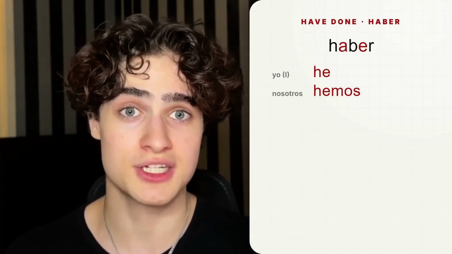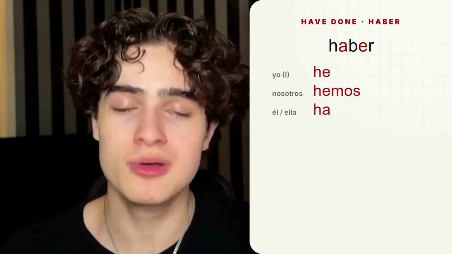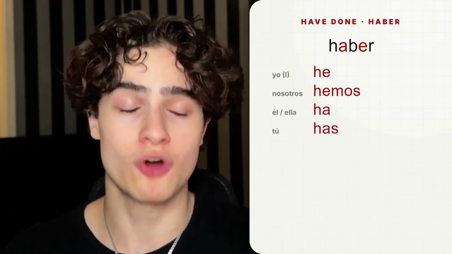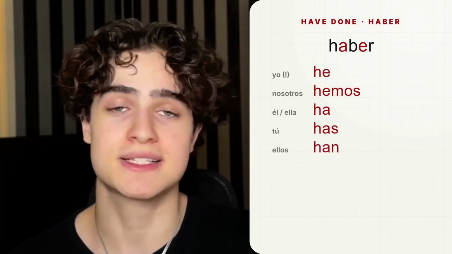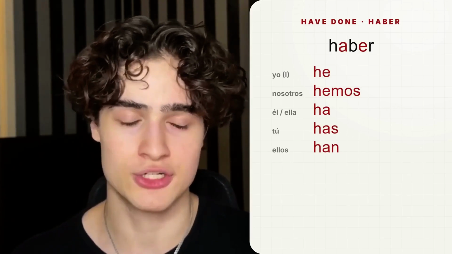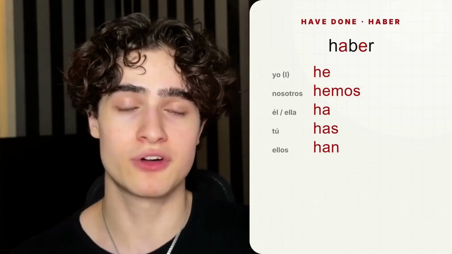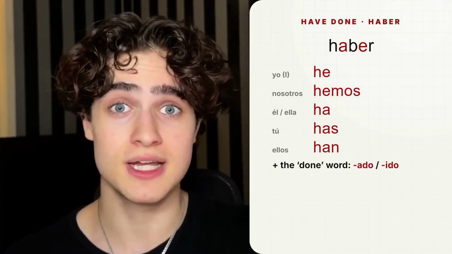So for he, she, it, or you formal, "has done" whatever verb, it's ha, and then you informal, it's has. And they, or you guys, it's han. Now for the second word, to make it the past tense, so for example spoken, eaten, lived, etc., these words that come after haber: for ar verbs, you take off the ar and put ado. For er and ir verbs, you take off the er or ir and put ido.